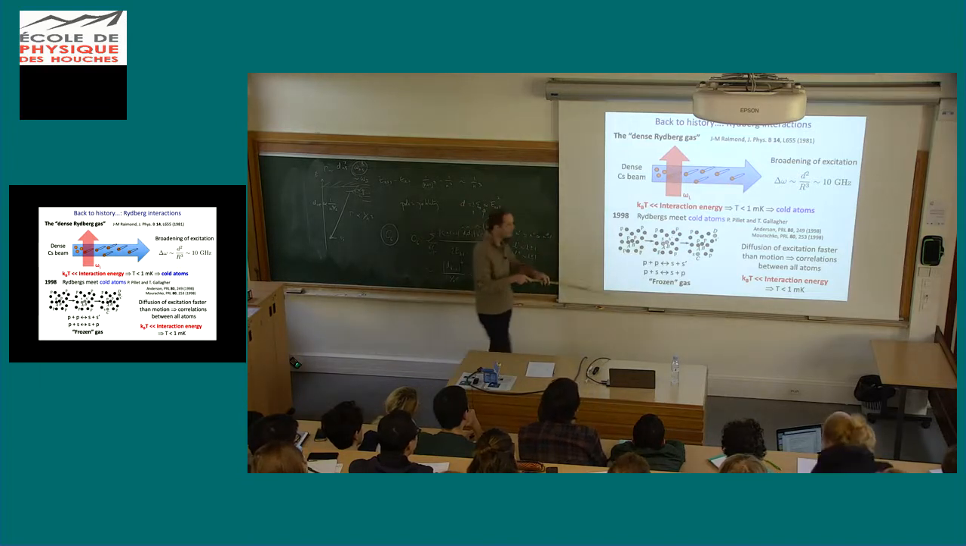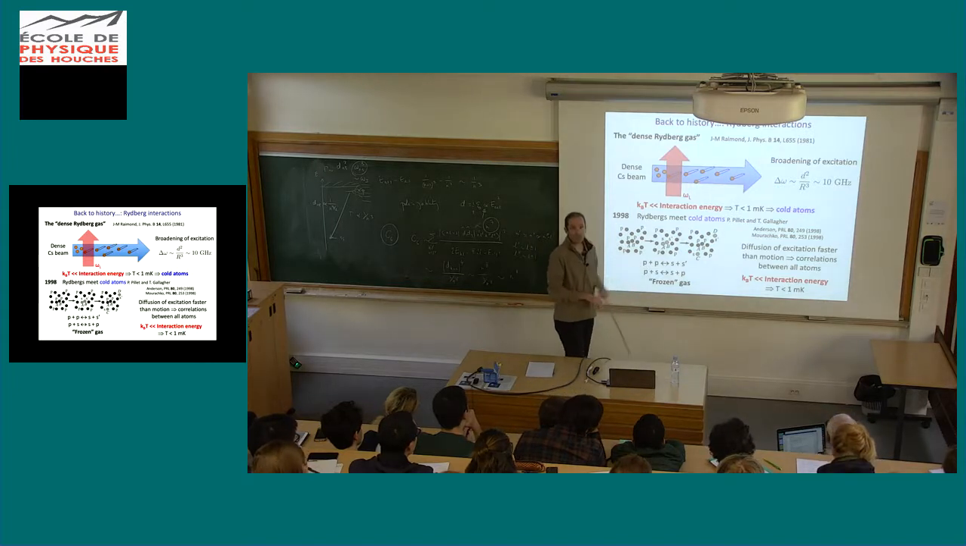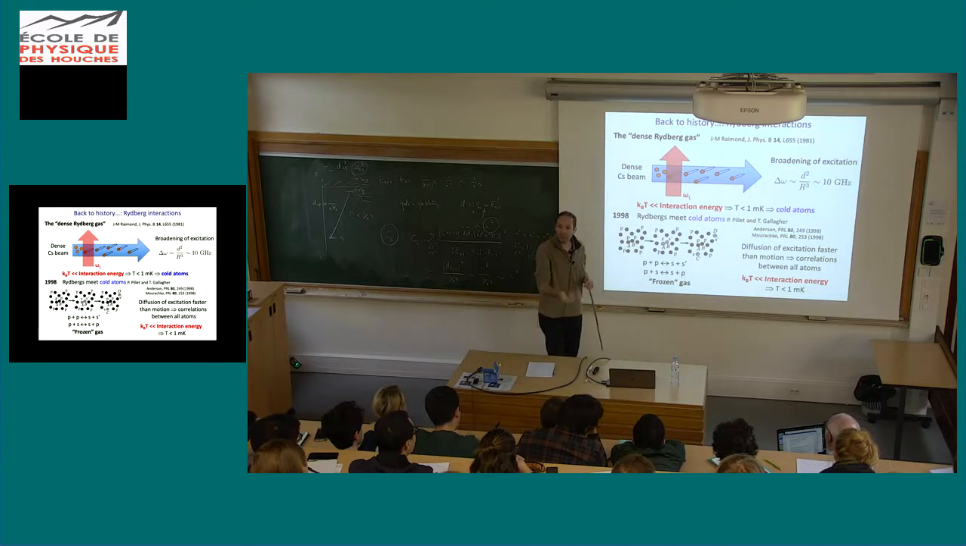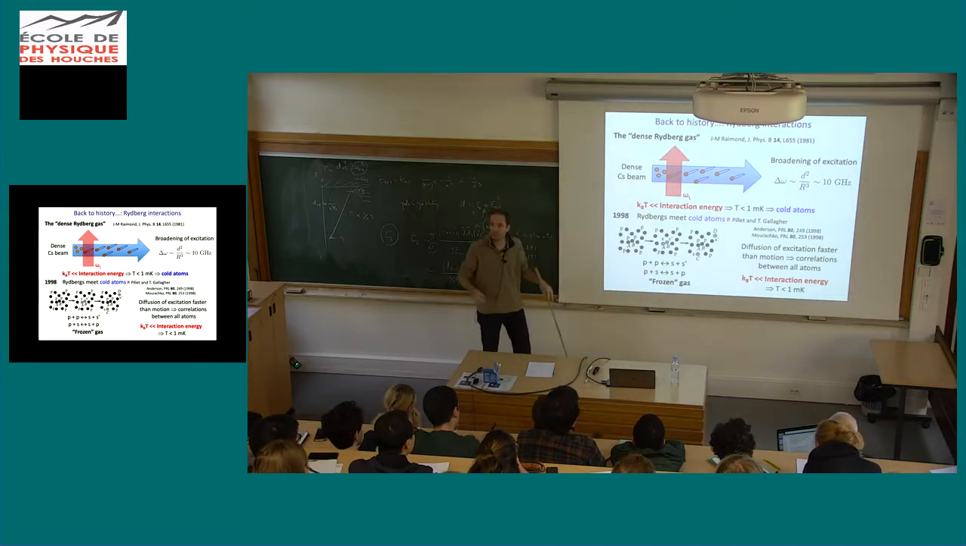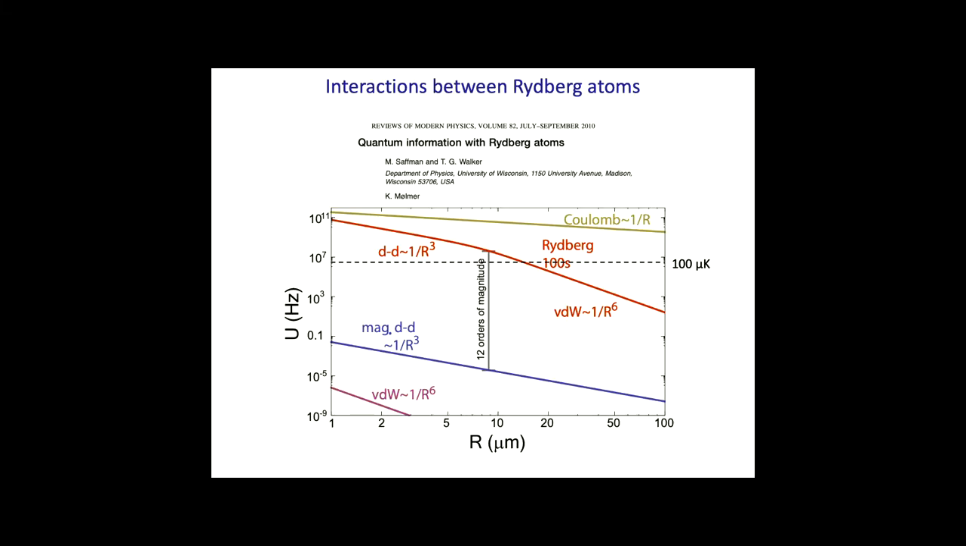I'm not going to explain that to you. You should read the paper, it's interesting. But this is the first time that people had the idea of excitation driven by the interaction, so basically the fact that one excitation can hop from one atom to another, and can hop faster than the atoms can move. Essentially, they coined the term frozen gas, where you can treat the atoms as if they were not moving and only look at the propagation of excitations in this system.